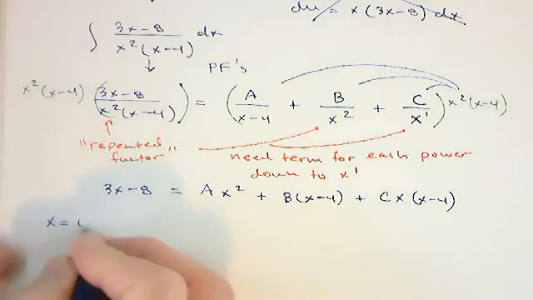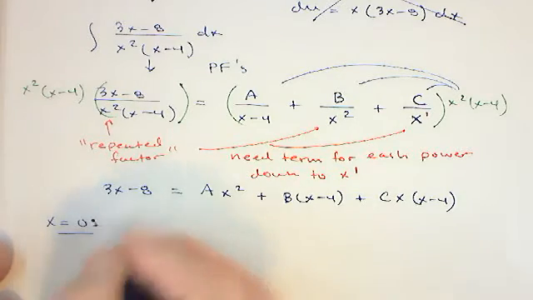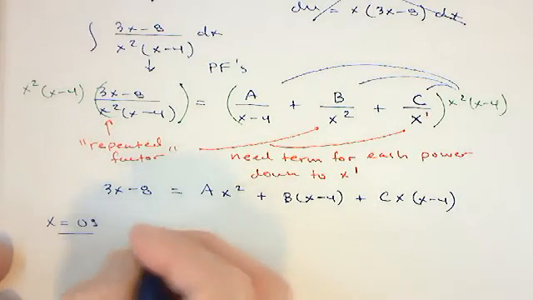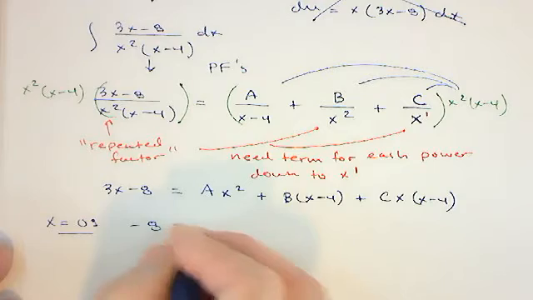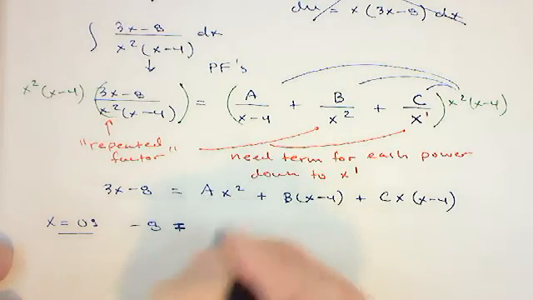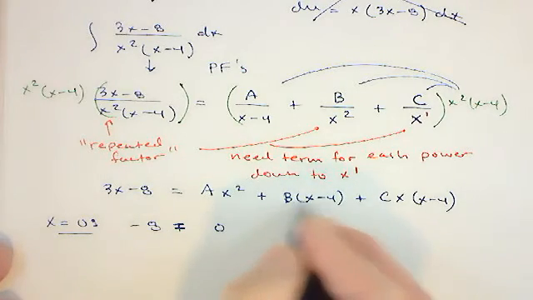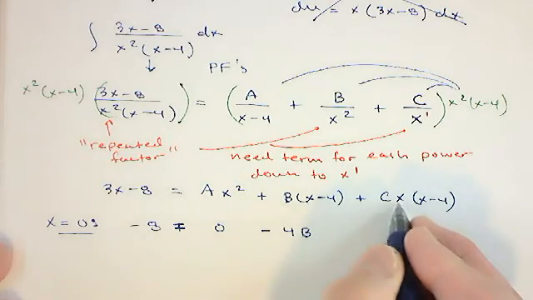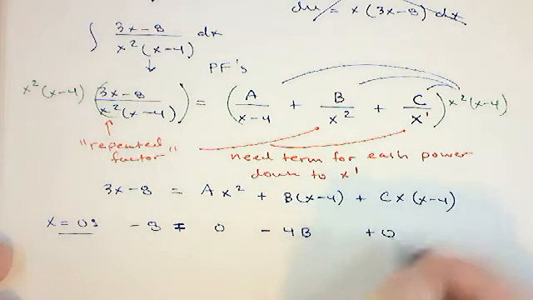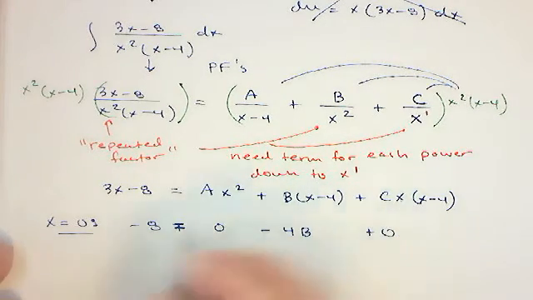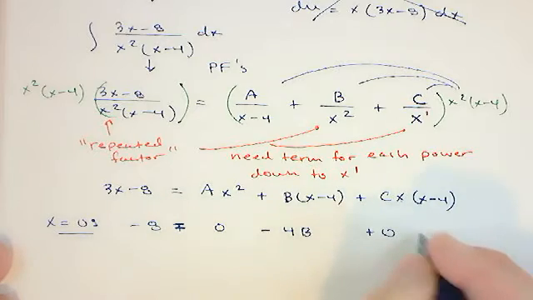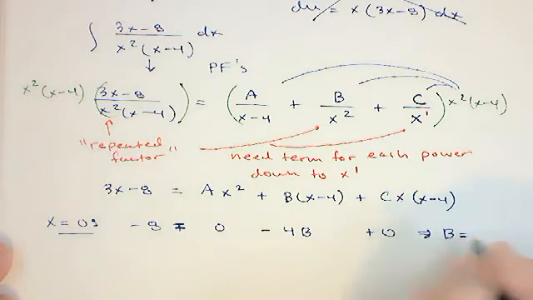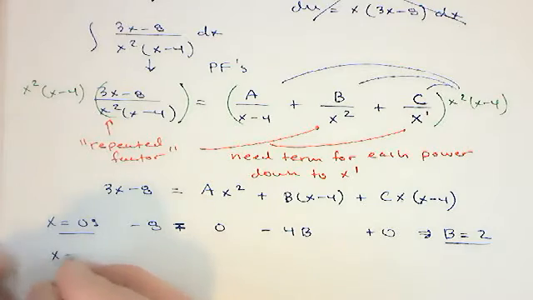If we let x be 0, the left side will be negative 8. Whoops, not plus, this is equals. A times 0 is 0. This will be minus 4B if x is 0. And if x is 0 here, this term would be 0 because of that x. So I end up with negative 8 equals negative 4B. B will equal 2.